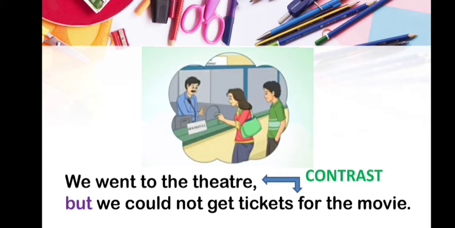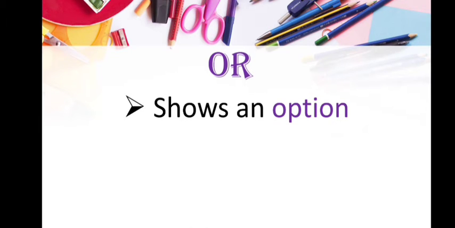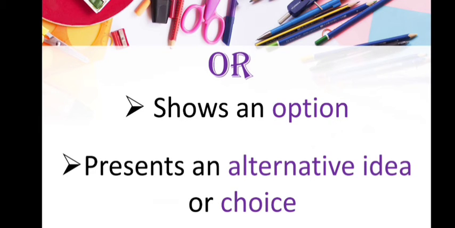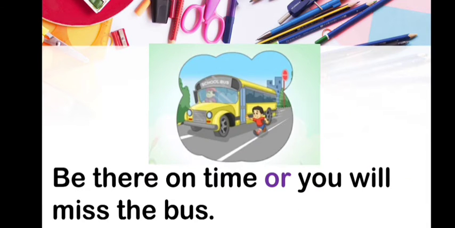The next conjunction is or, which shows an option. It presents an alternative idea or choice. Example is be there on time or you will miss the bus. Here you can see both the sentences show choice. You have to choose whether you will be there on time or you will miss the bus. That's why here we have joined these two sentences with the help of or.